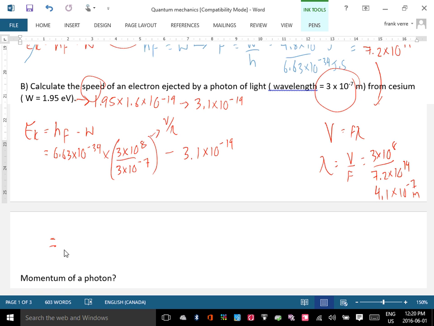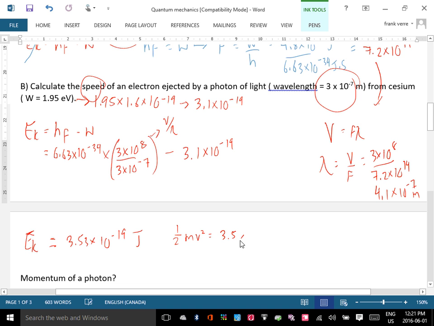So what's the kinetic energy? 3.53 times 10 to the negative 19. That's how much energy the photon has. Now, that's not the speed though. What's the speed? Well, we have to use the other kinetic energy equation, which is 1/2 mv squared is equal to 3.5 times 10 to the negative 19.